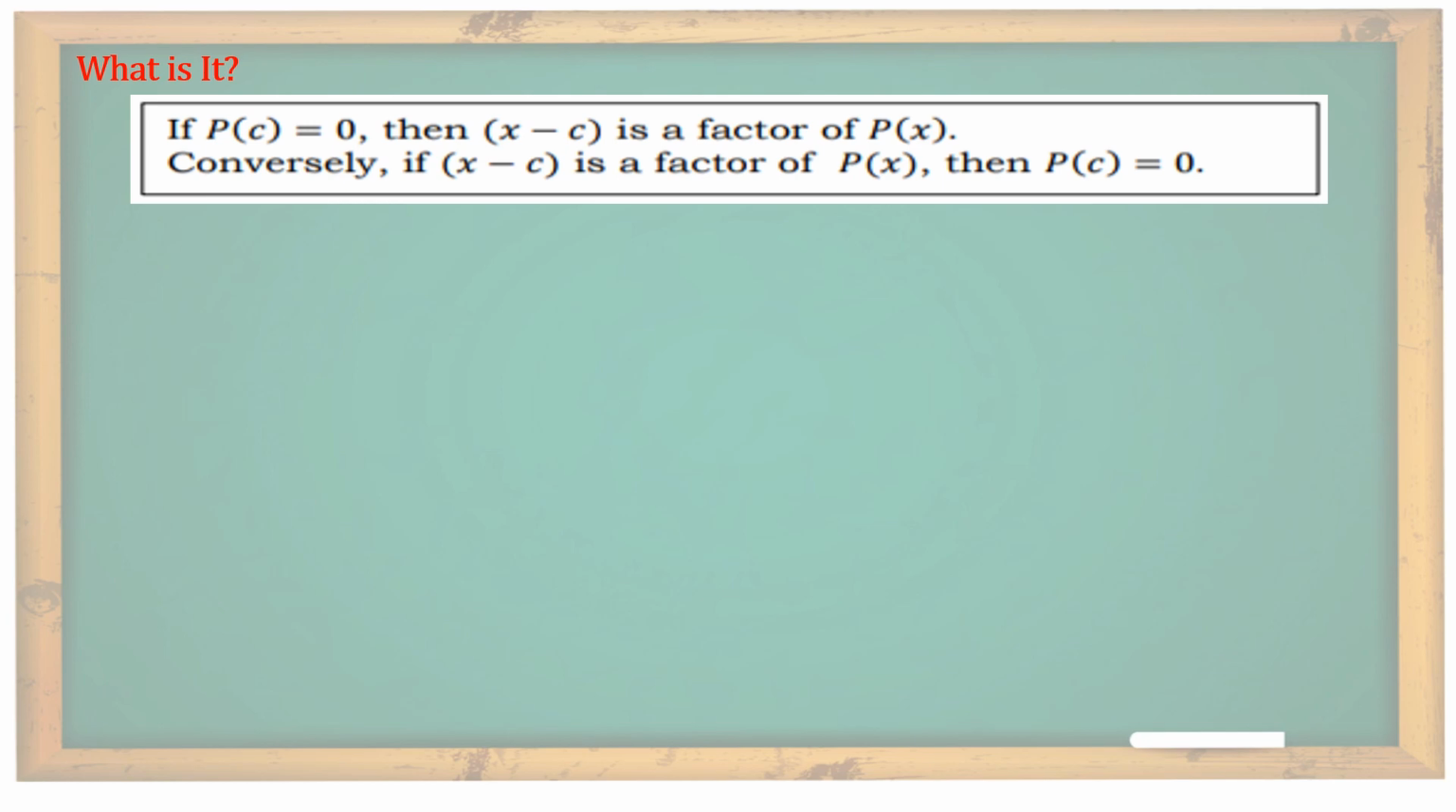So kapag sinubstitute na natin, class, ang ibig sabihin dito, kapag yung value ng ating x ay sinubstitute natin sa P of x, and then the result is 0, so therefore, yung ating x minus c is a factor of P of x. Okay, I hope na-gets ninyo. So, here is the proof of the factor theorem.